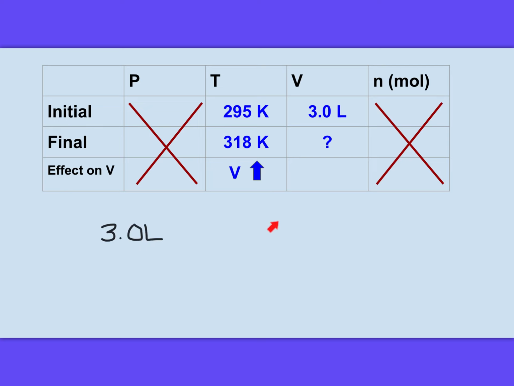I started by writing down the original volume of the balloon. Now we'll multiply by a ratio of temperatures such that we get a larger volume after multiplying by that ratio. So to get a ratio larger than 1, take the larger temperature and put it over the smaller one. There's our ratio. Now after multiplying 3 times 318 divided by 295, we'll get our answer of 3.2. Notice that I wrote the answer with 2 significant digits and a unit because I started with 2 significant digits with my original volume.